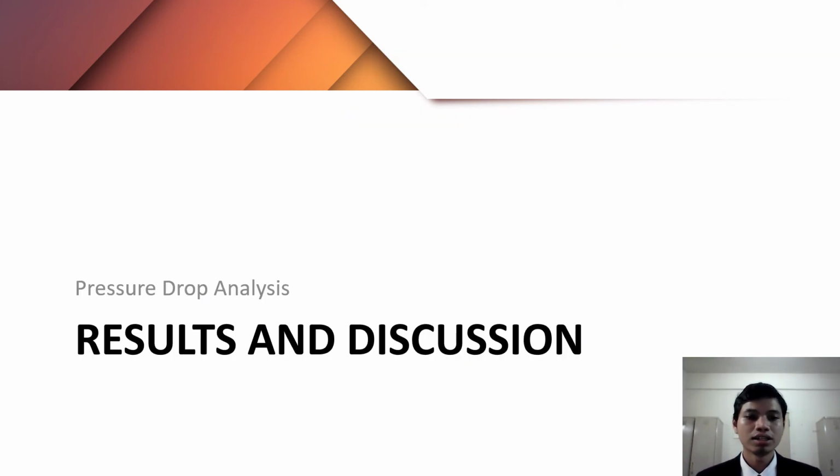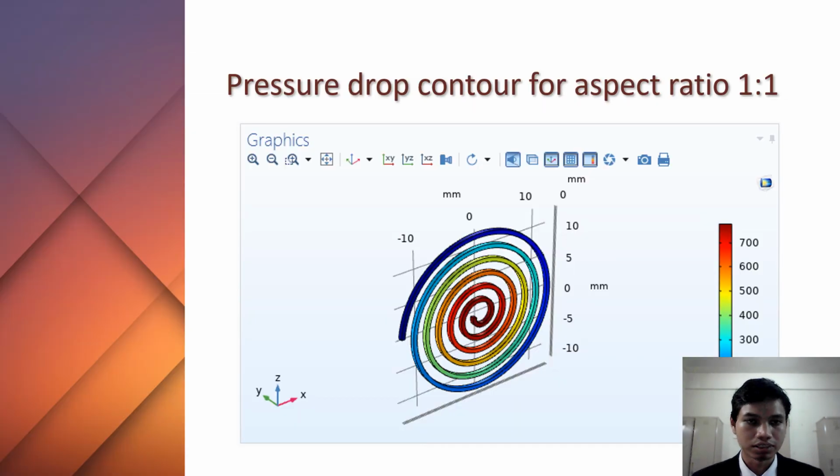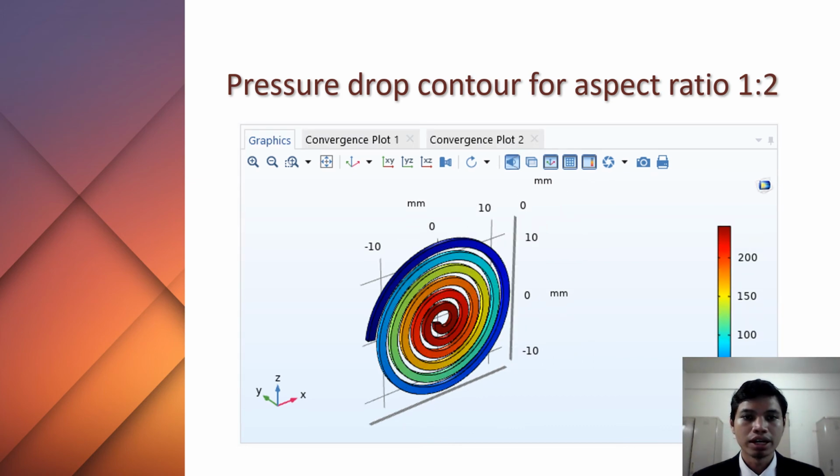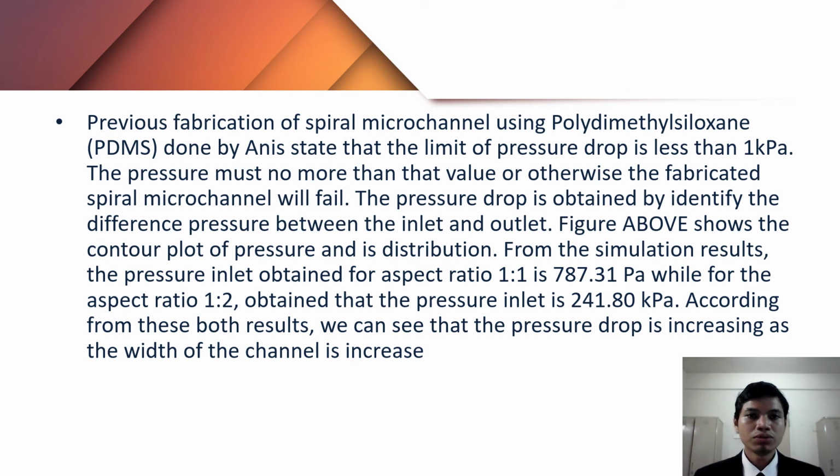Lastly, my result and discussion on pressure drop analysis. Here is the result of the pressure drop contour for aspect ratio 1:1 and here is the pressure drop contour for aspect ratio 1:2. Previous fabrication of spiral microchannel using polydimethylsiloxane or PDMS, done by Ani, stated that the limit of pressure drop is less than 1 kPa. The pressure must not be more than that value or otherwise the fabricated spiral microchannel will fail. The pressure drop is obtained by identifying the difference in pressure between inlet and outlet.